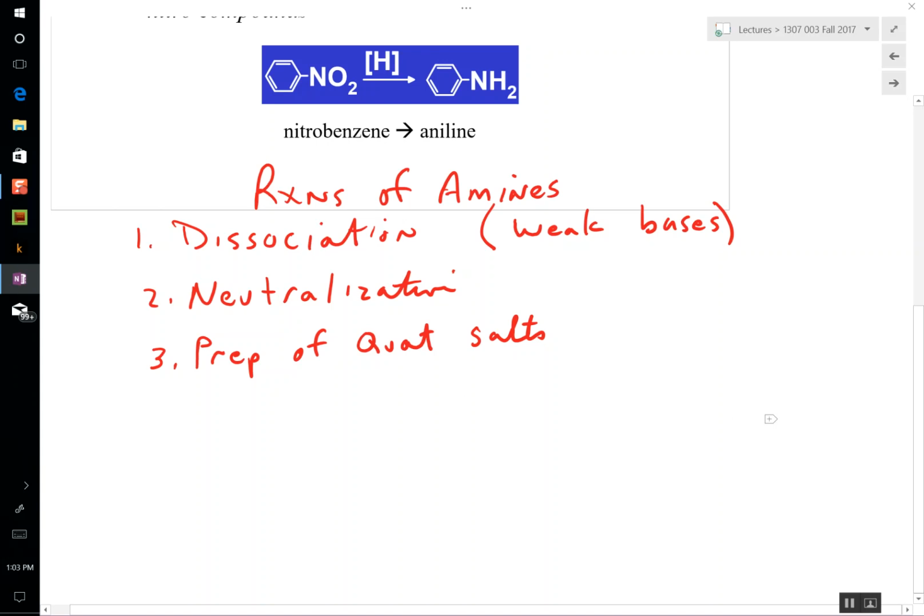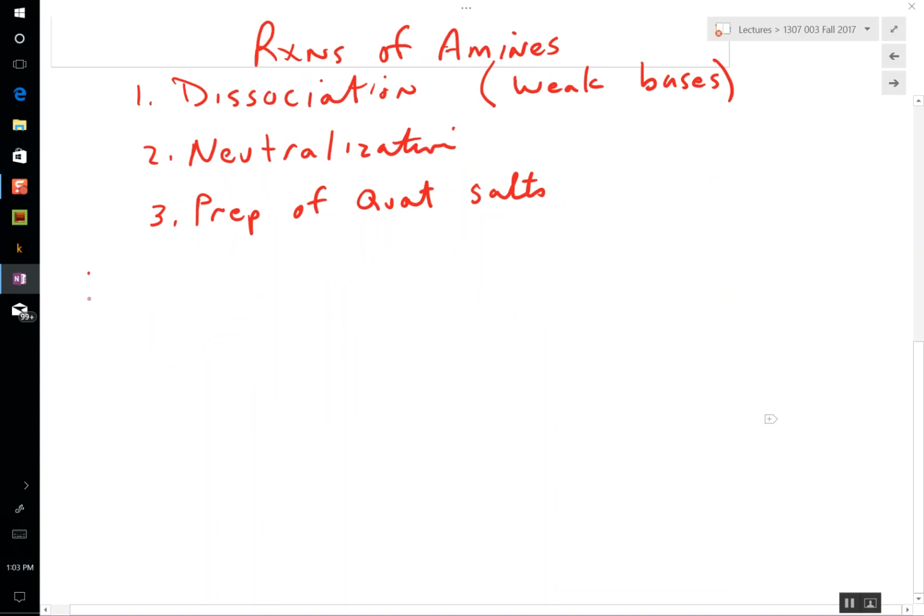All right, so let's do number 1, dissociation. This is a little bit of review. Ammonia plus water. Remember, you learned ammonia is a weak base. So if you put ammonia in water, ammonia is a proton acceptor, and it will form the ammonium ion. This is ammonia. This becomes ammonium.